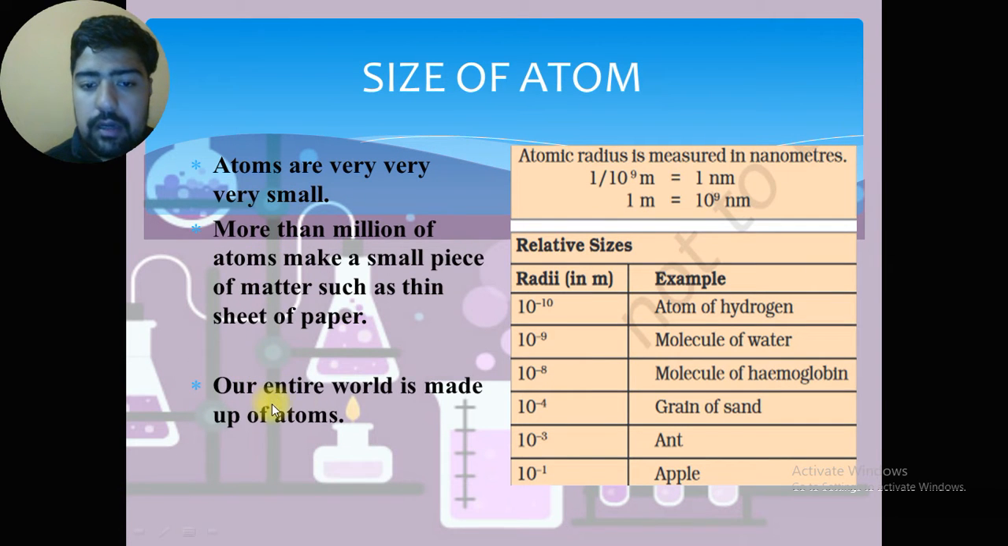Okay, so our entire world is made up of atoms. This is a big statement, but it's definitely realistic. Here it is given that a molecule of water has a radius of 10 raised to the power minus 9 meter. So the atom is this small. The size of an atom is so small.